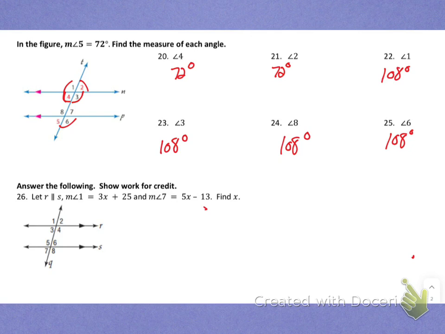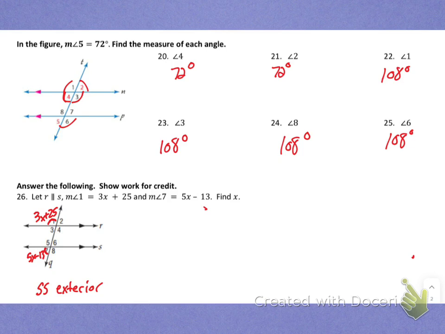All right, so we're assuming that line R is parallel to line S. So measure 1 is equal to 3x plus 25, and measure 7 is going to be equal to 5x minus 13. So we need to find x. So we need to find out what the relationship is between these two angles, angle 1 and angle 7. They are on the same side, and they are also on the exterior. So we need to ask ourselves, are they going to be equal to one another or supplementary? In this instance, they would be supplementary.